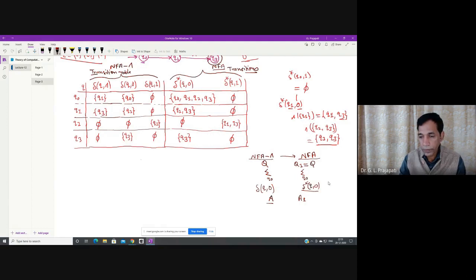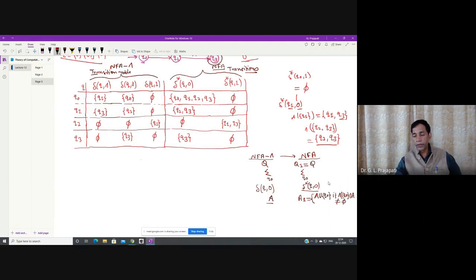That's why you can define A1 in case of the NFA like this. A1 is equal to A union the initial state q0, if the null closure of the initial state, intersected with the final states of A, the NFA null, is not equal to empty.